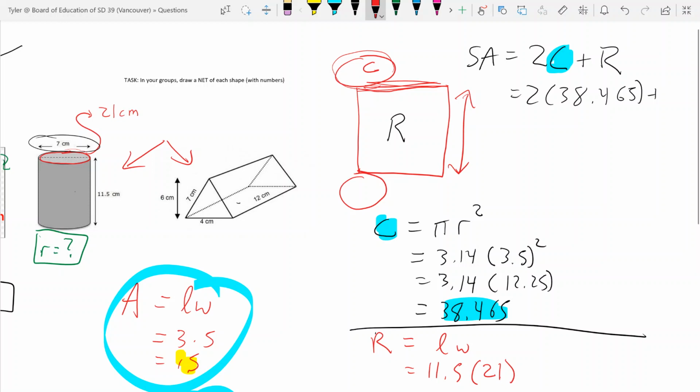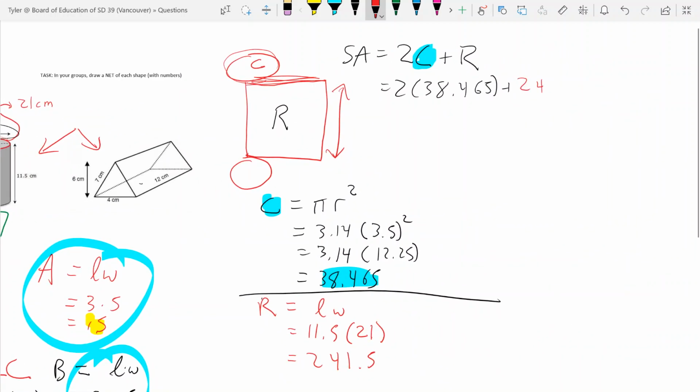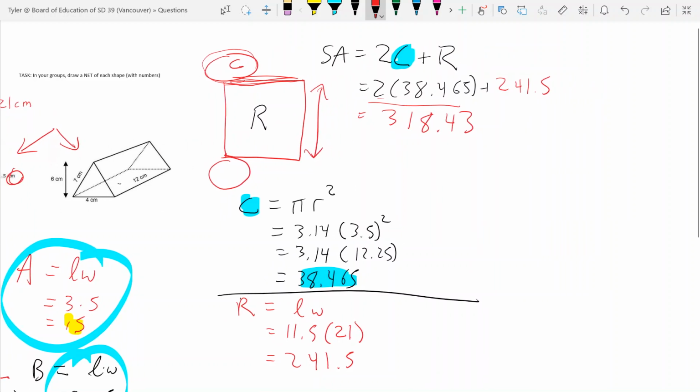I got 241.5. Cool. So I can put that number into the equation. And then now I need to add them together, multiply by 2 as well here. Final answer I got was 318.43. I need to use units. It used centimeters, so I'm going to use centimeters squared as my final surface area.